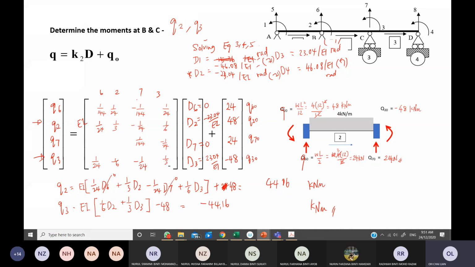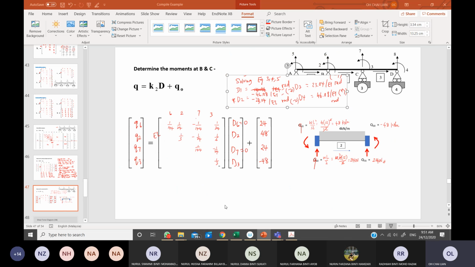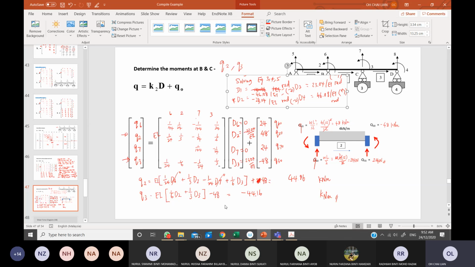I hope all of you are able to understand the process of this tutorial. Maybe we took quite a long time. I hope practice makes perfect. I think we have solved for the answer, and please also understand if you want to determine the support reaction, how to do that. You can refer back to our example 1 and 2.